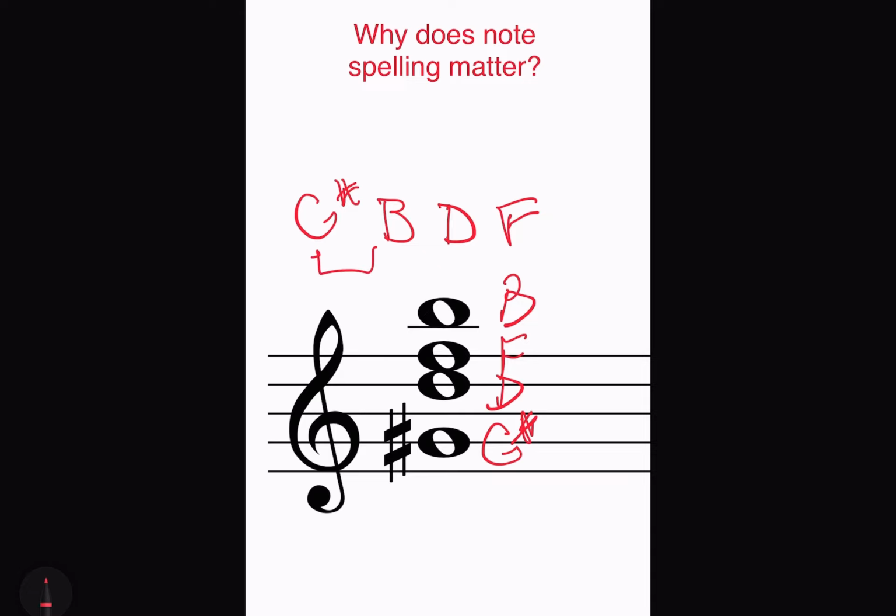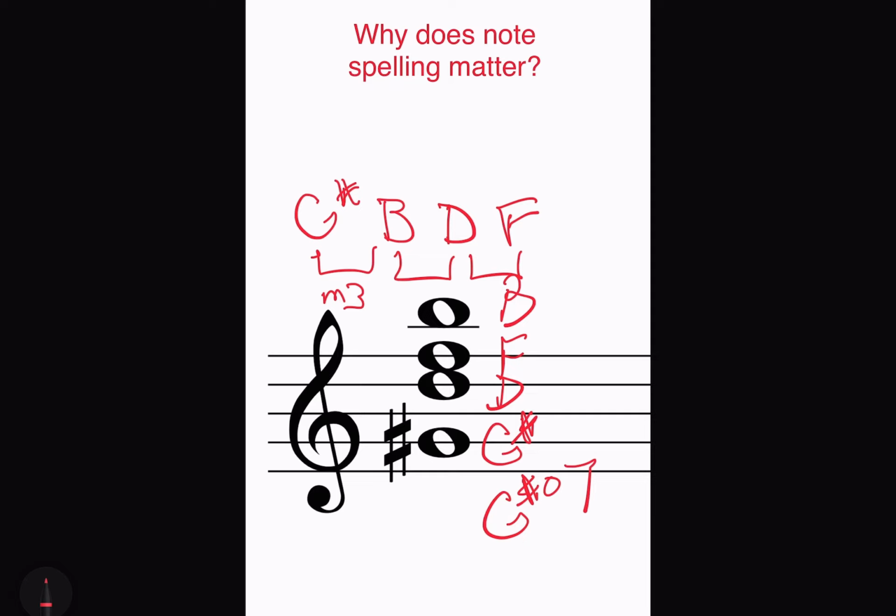From each note, from low to high, we have a minor third. G sharp up to B is a minor third. It's 3 half steps. B up to D, also a minor third. D up to F, also a minor third. So we have ascending stacked minor thirds, and that formula is the recipe for a diminished chord. And so this is a G sharp fully diminished 7 chord.